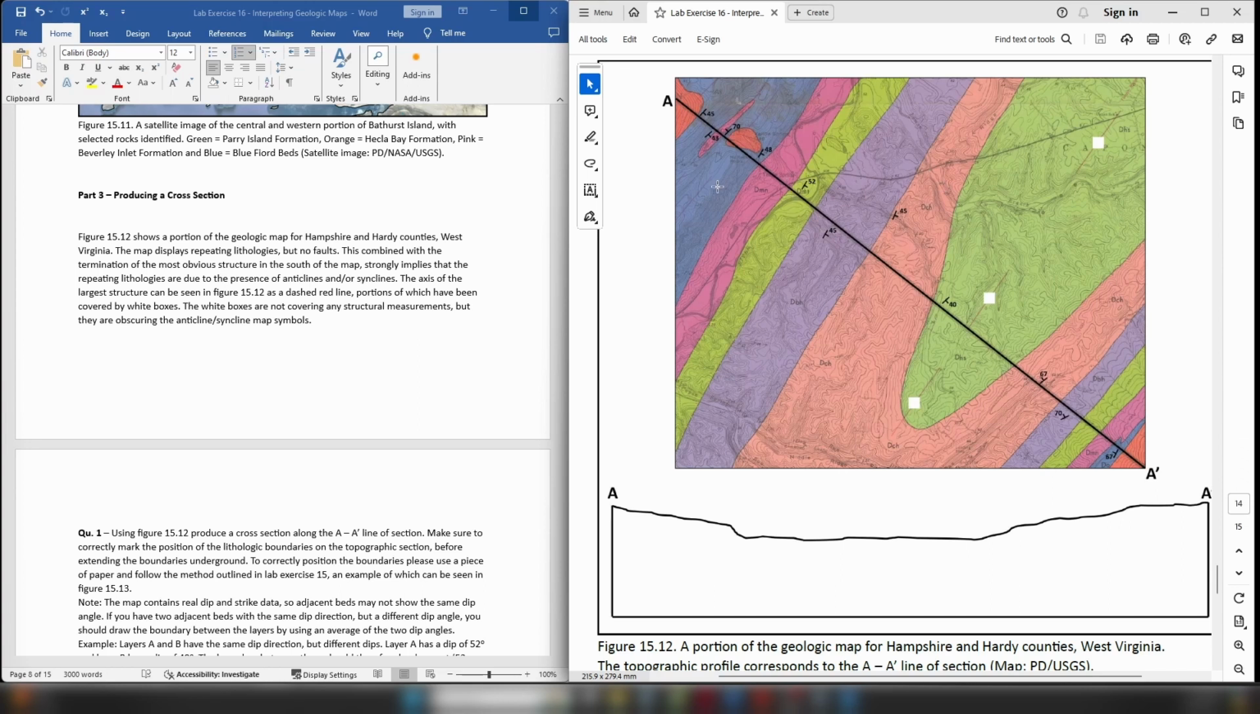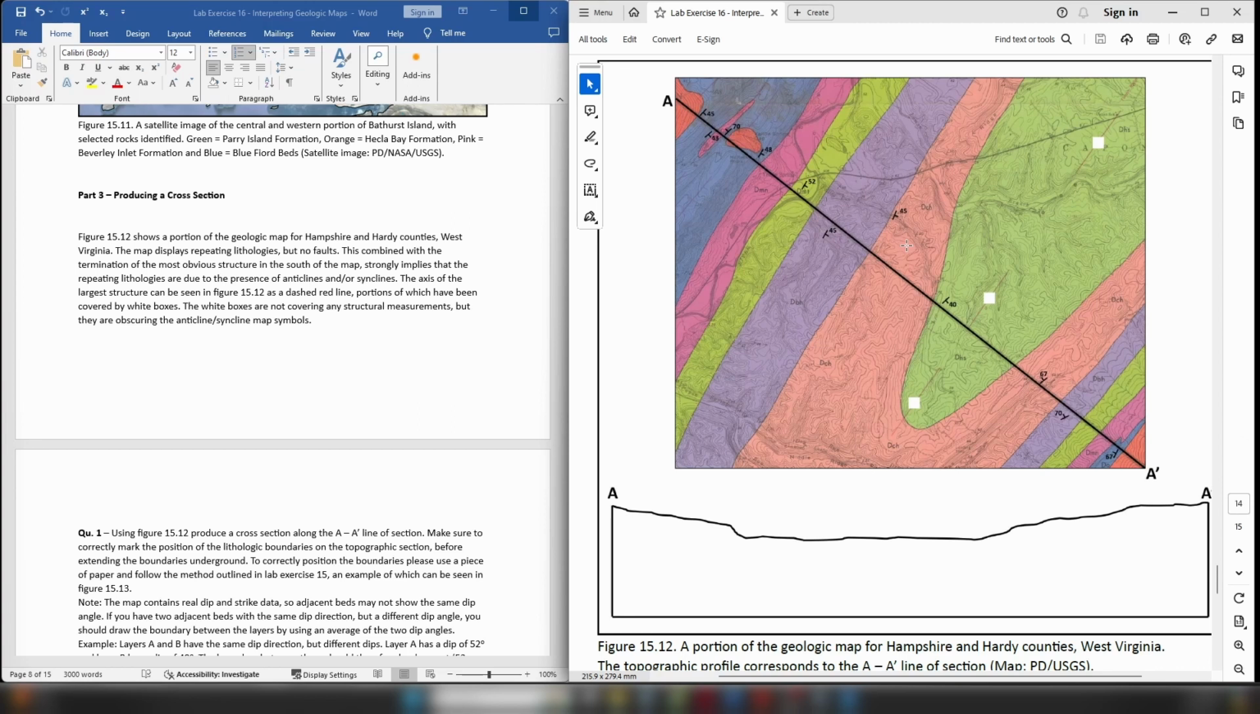So for instance, we can see we have this red colored rock here, there and there and here. We have this dark blue there and there. We have this kind of hot pink there and there. We have this slightly neon green there and there. We have this purple there and there. And we have this peach colored rock here and here. So we have repeating stratigraphy.